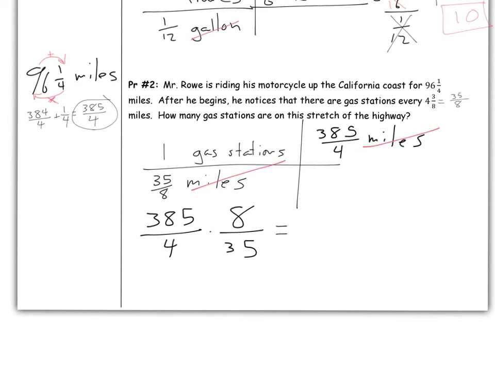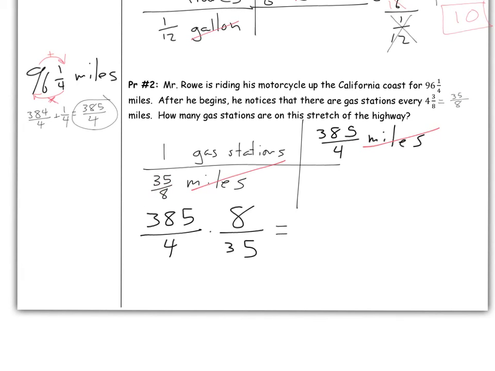Okay, I worked this part way out, and I'm going to finish it out with you guys on the video here. So I said I want to know about gas stations. How many gas stations? So I put gas stations first. I asked, what do I know about gas stations? Well, I know that you notice that there are gas stations every 4 3/8 miles. So I know that one gas station is every 4 3/8 miles. I converted that to an improper fraction, which is 35/8. That's why I have a 35/8 down here.